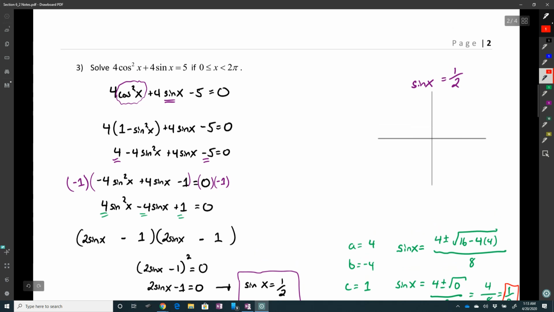So anyway, where is sine of x equal to 1/2? Well, I know sine is positive, positive, negative, negative. And 1/2 is 30 degrees. In this case, this is in radians, so pi over 6.